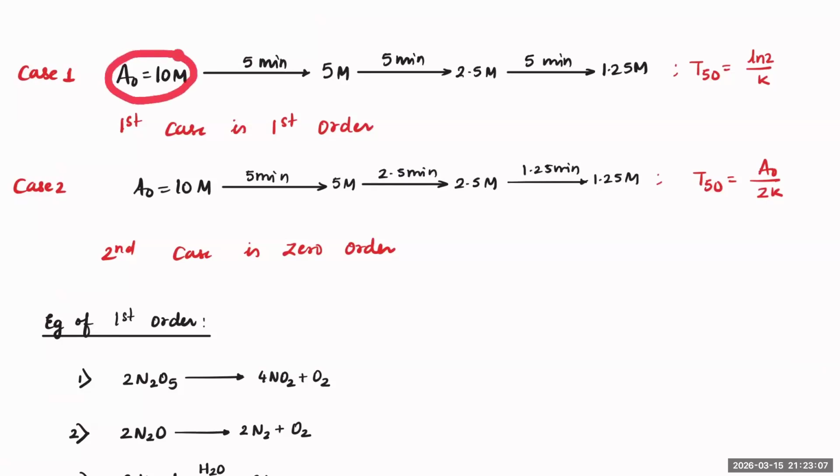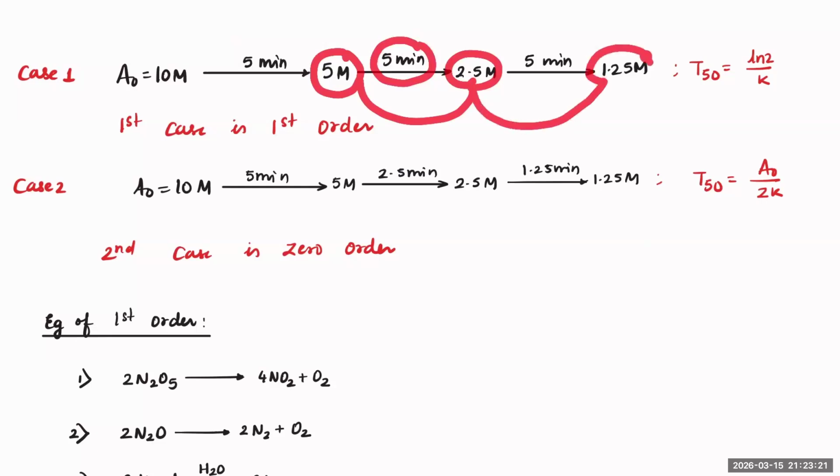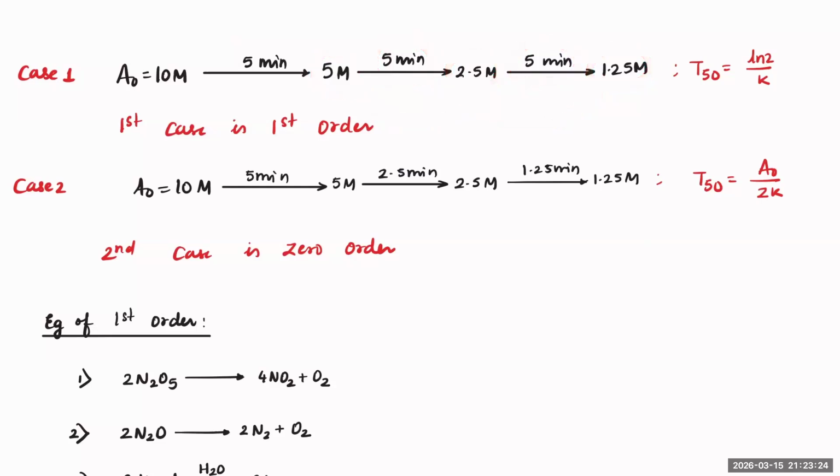Suppose initially I have 10 molar concentration. Now it has become 5 molar concentration. Imagine the time taken is 5 minutes. And from 5 molar to get to 2.5, again, if it is taking 5 minutes, from 2.5 to 1.25, again, if it is taking 5 minutes, in such case, this has to be a first order kinetics because T50 is independent of initial concentration. Whether it is 10 to 5, 5 to 2.5, or 2.5 to 1.25, the time taken is same. But check out case 2, from 10 to 5, if it is 5 minutes taken, from 5 to 2.5, 2.5 minutes is taken, and thereafter it is becoming 1.25 minutes, which means it has to be a zero order kinetics.